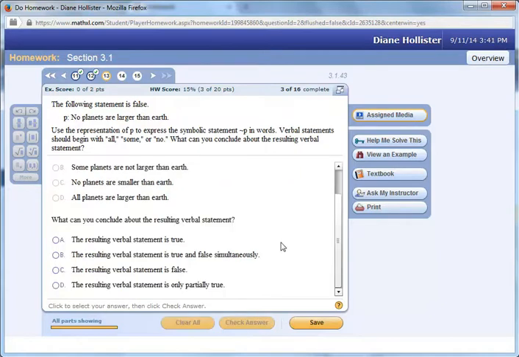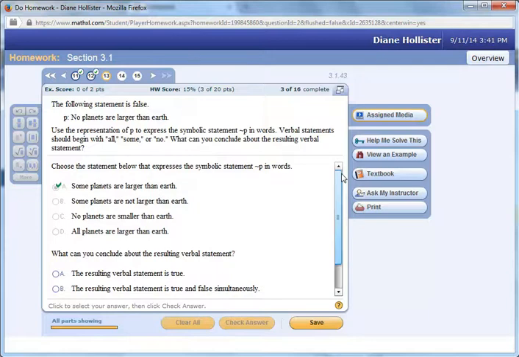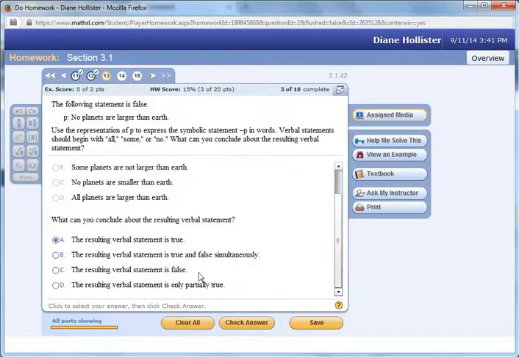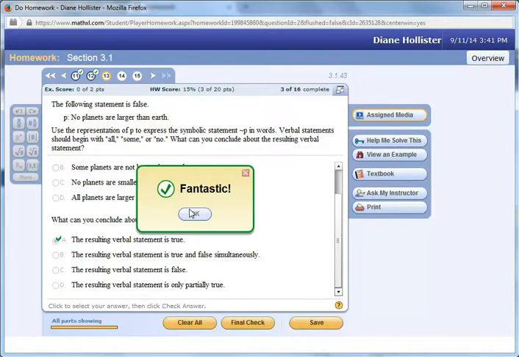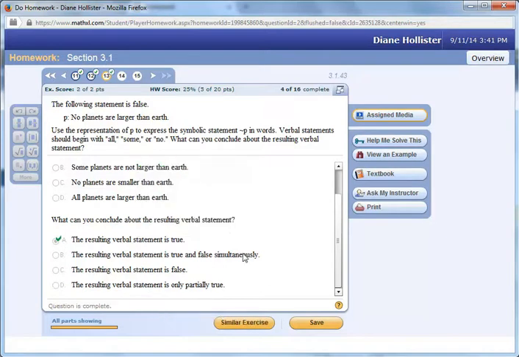We're going to continue the problem. What can we conclude about the resulting verbal statement? Now keep in mind the original statement was false. So that should indicate to us that not P, or the negation of that statement, should be true. Remember, we have a law of excluded middle, meaning that a negation and the original statement must be opposites of each other, true and false. There is no middle road.